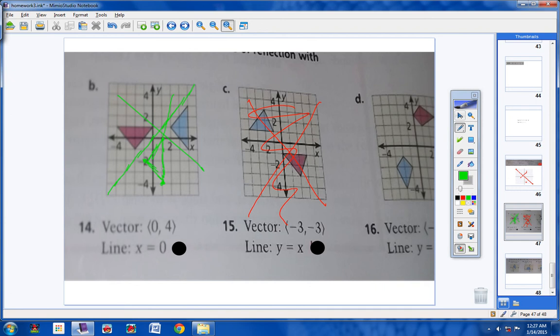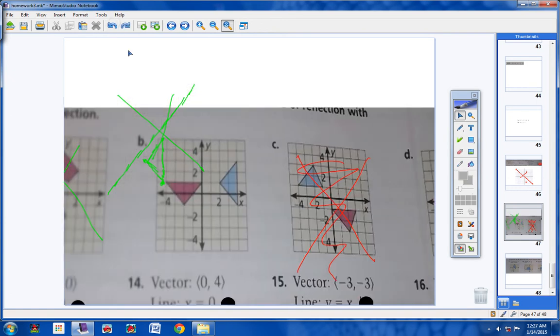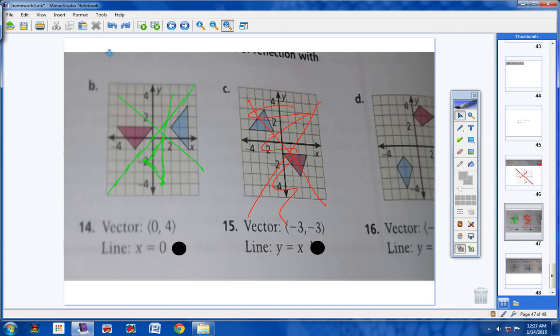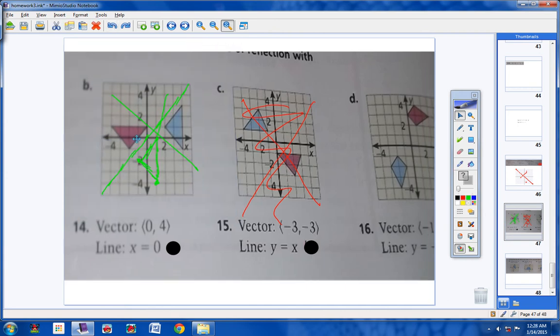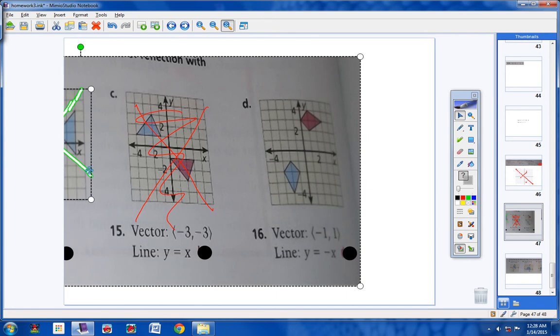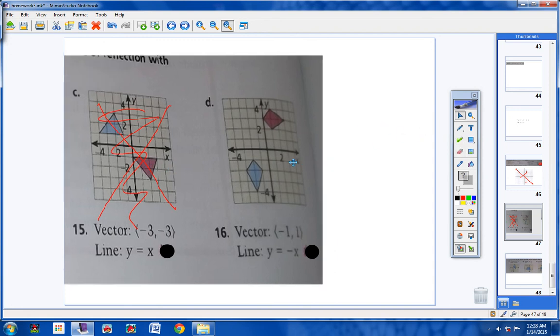And then lastly, let's take a look at number 16, and obviously number 16 has to go with D, okay? So I'll quickly do that for you, but it's obvious it has to be D.